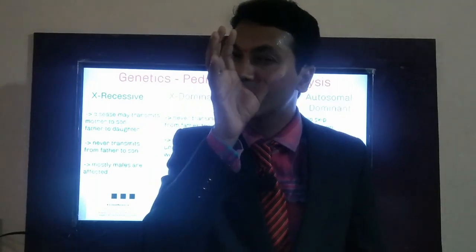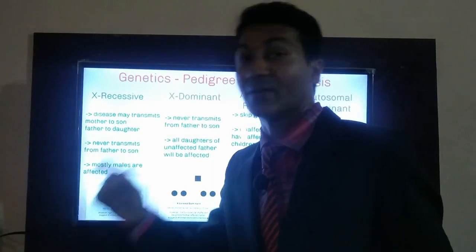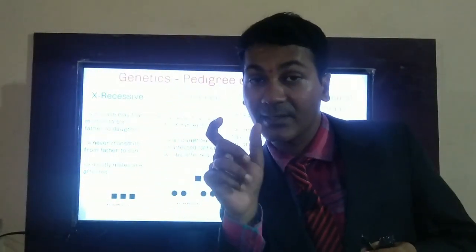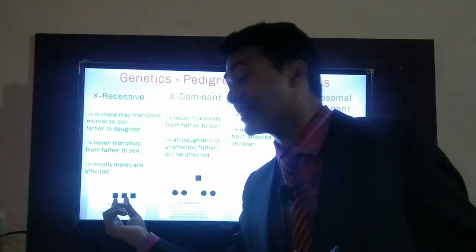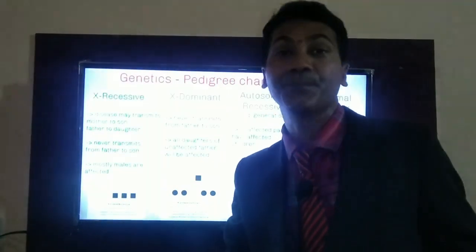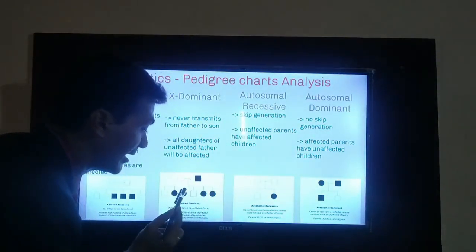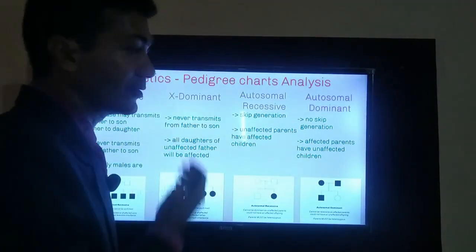So if most of the males are affected, then X recessive. First see that unaffected parents are having affected children: recessive. And second, if most of the males are getting affected, it is X recessive. Then here, an affected father will have all affected daughters, so this is X dominant.